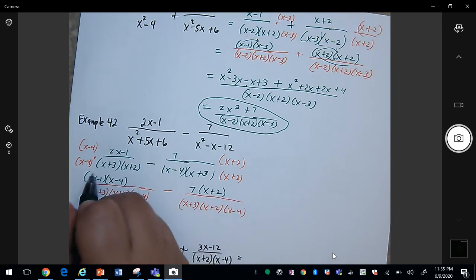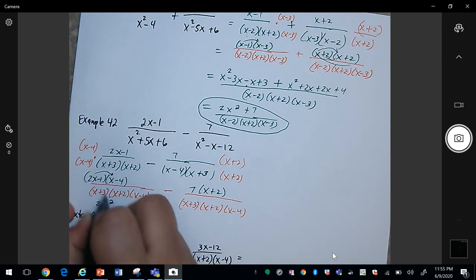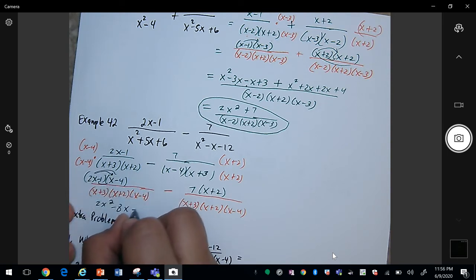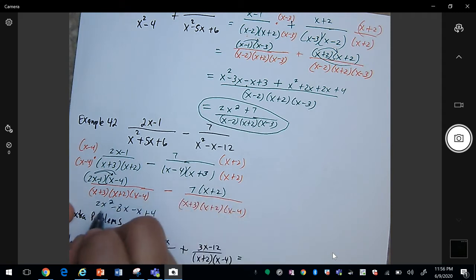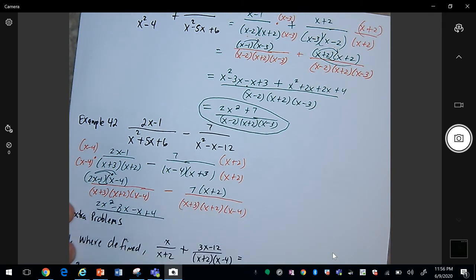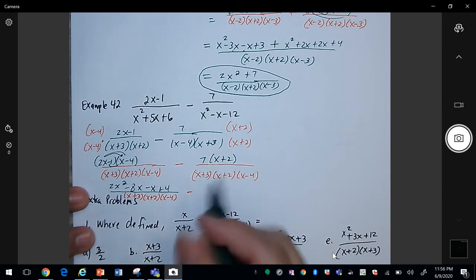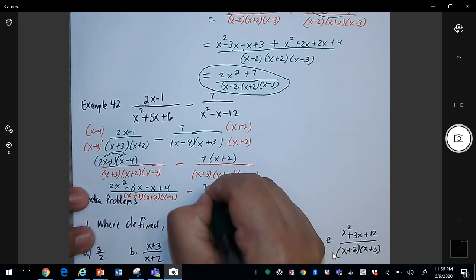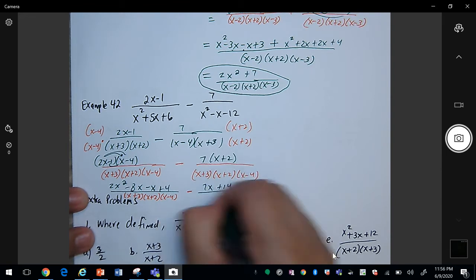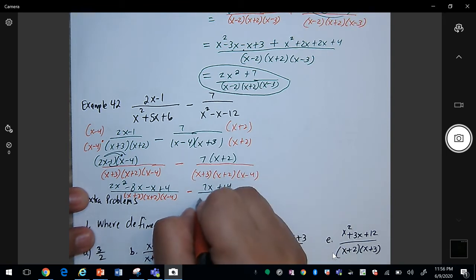Multiply this out. 2x times x is 2x squared minus 8x minus x plus 4, all divided by our denominator. And here we get 7x plus 14 divided by our denominator.